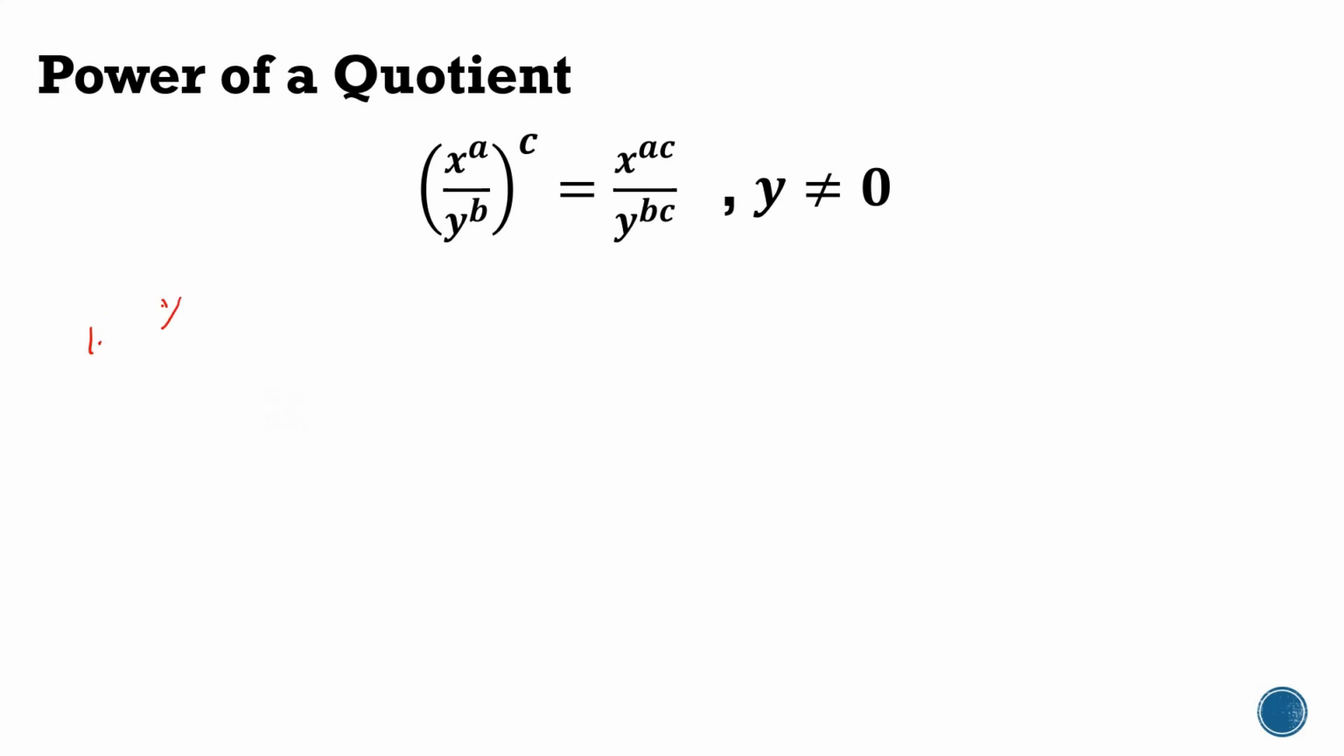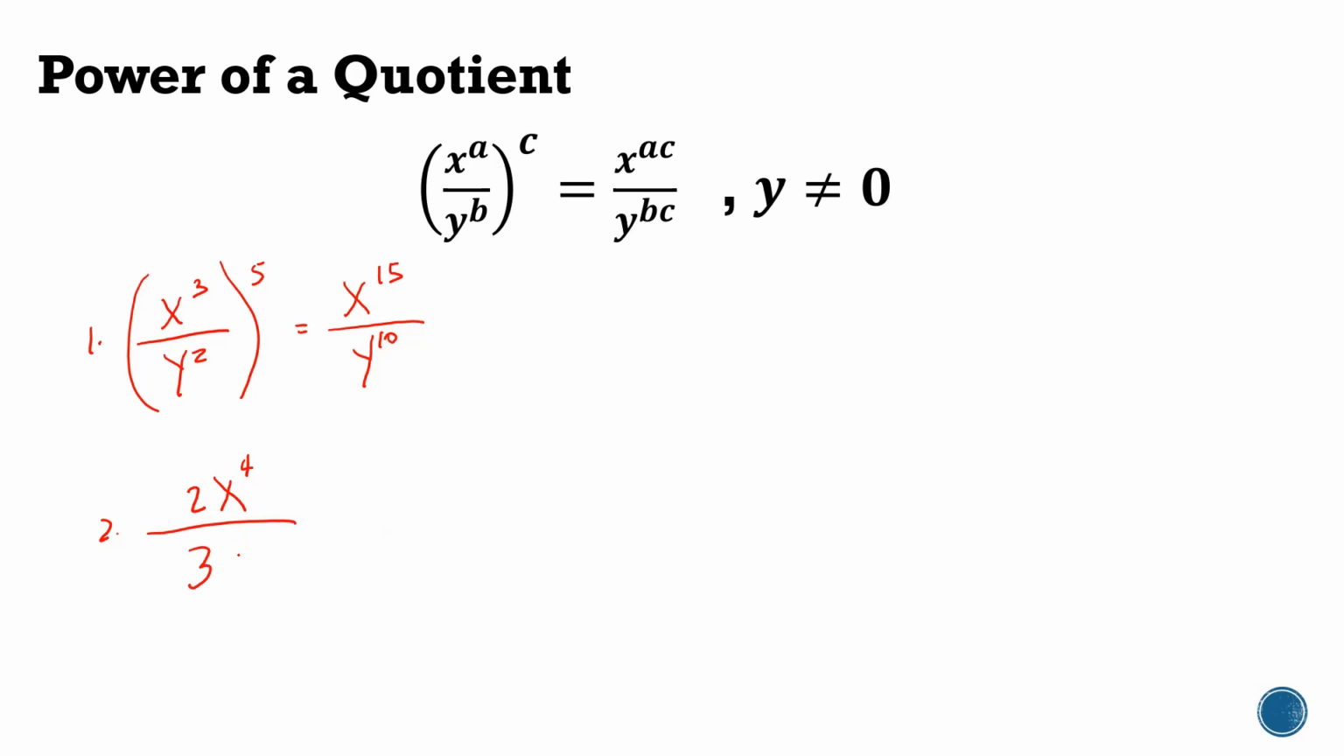Okay, so if we have, let's say, x raised to 3 and then y squared, raised to, let's say, 5, this is going to be x raised to 15 over y raised to 10. Okay, let's have a numerical coefficient here. 2x raised to 4 over, let's see, 3y squared. This time I will use a bracket. It doesn't matter if you use a bracket or a parenthesis, raised to, let's see, 3.